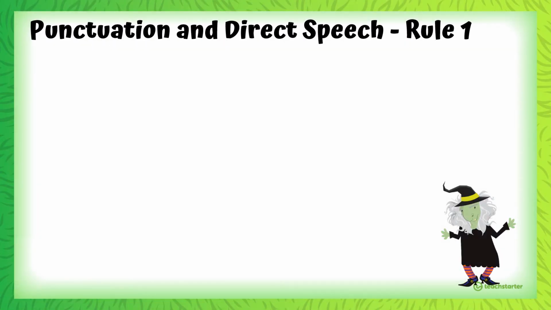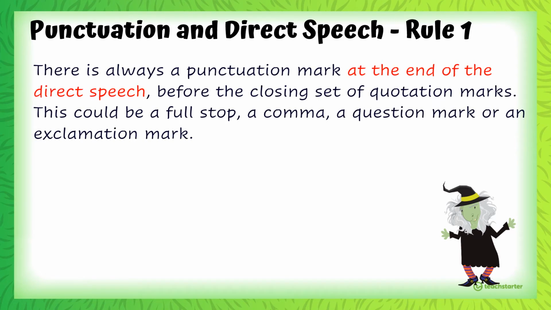So here's rule number 1. There is always a punctuation mark at the end of direct speech. It's like ending a sentence before closing the quotation marks. Now this could be a full stop, a comma, a question mark, or an exclamation mark.